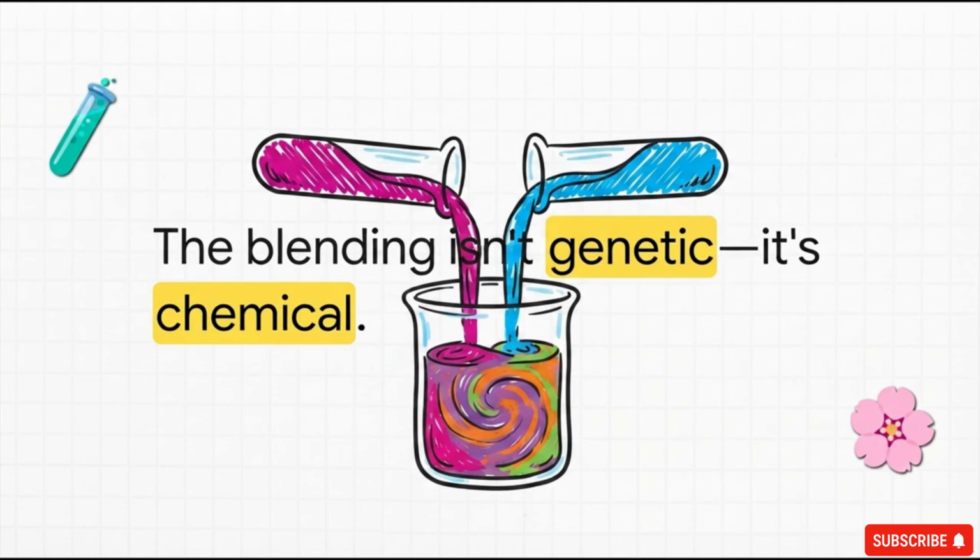And here is the absolutely crucial point. Because the cell only has half the required protein dosage, it literally stalls out. It gets stuck at a biochemical halfway point. So that pink flower you're seeing, that is actually a chemical blending, not a genetic one. The underlying DNA didn't merge together like paint. The cellular production line just ran out of steam.